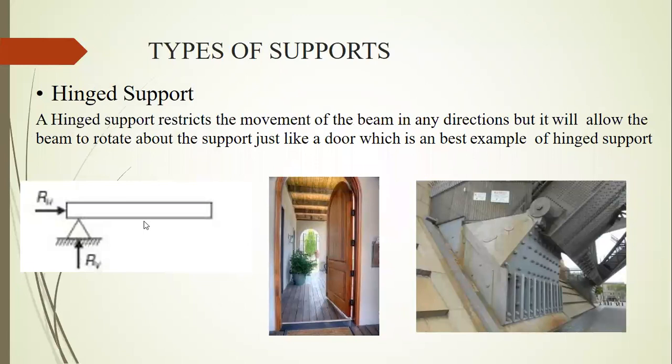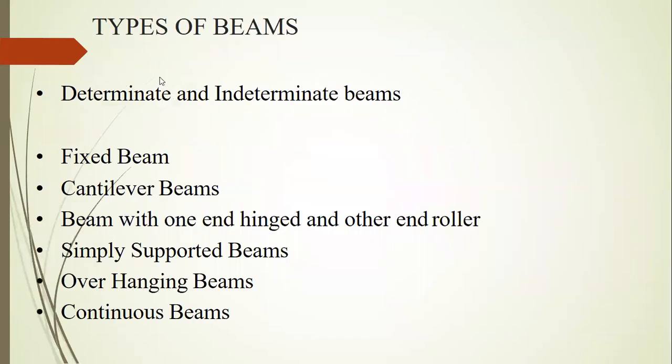Okay. For hinged support, there will be two reactions: one horizontal reaction and second one vertical reaction. So this is about the types of support. Now let's discuss the types of beams. Basically, based on the degree of determinacy, which means depending upon the number of unknowns, the beams can be classified into determinate and indeterminate beams.